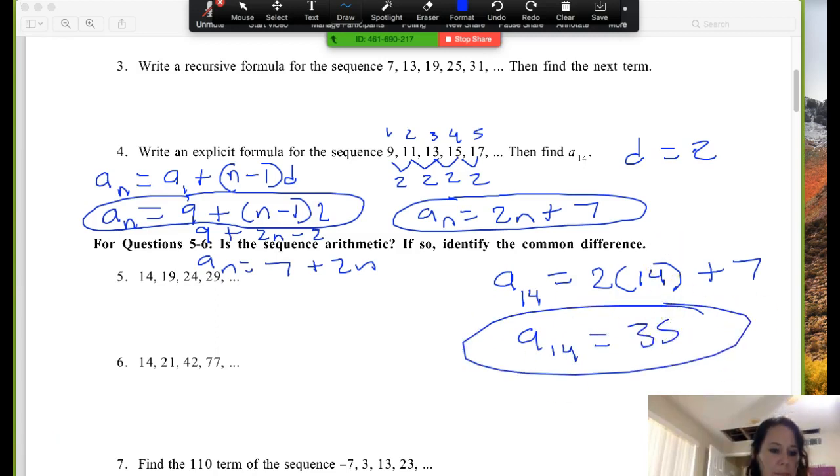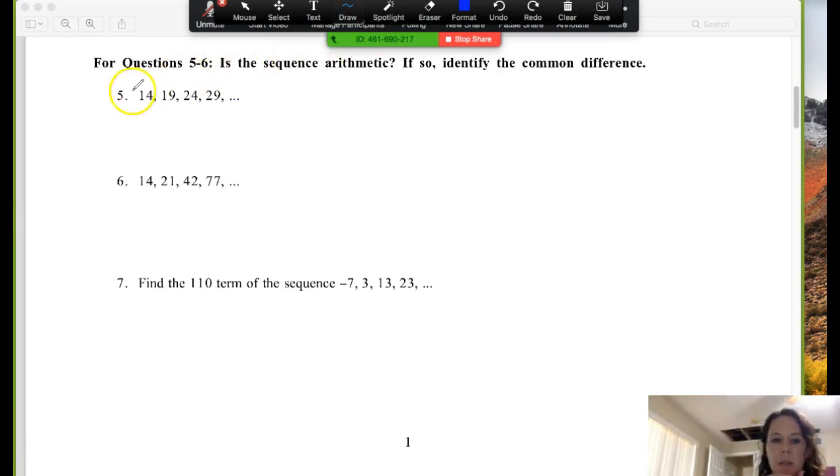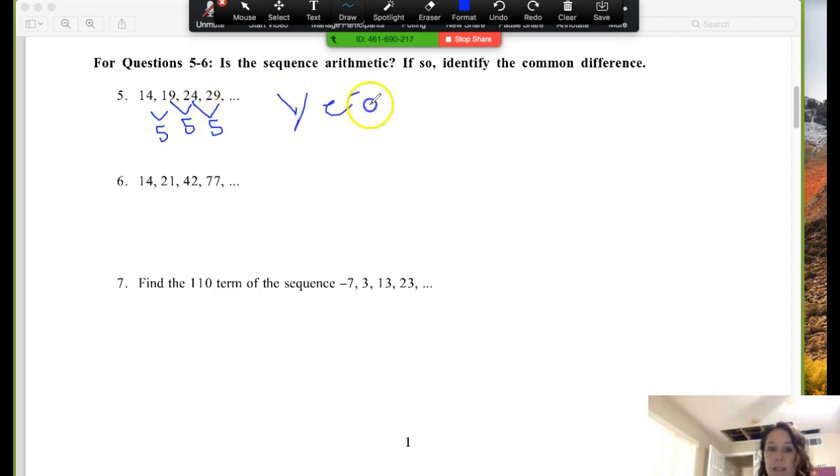On to the next. Okay, this is asking me if the sequence is arithmetic, so I need to find a common difference if it is. So I'm going to go 19 minus 14. That's going to give me 5. So 14 plus 5 is 19. 24 minus 19 is 5. 29 minus 24 is 5. So there is a common difference. So yes, and the common difference is 5.